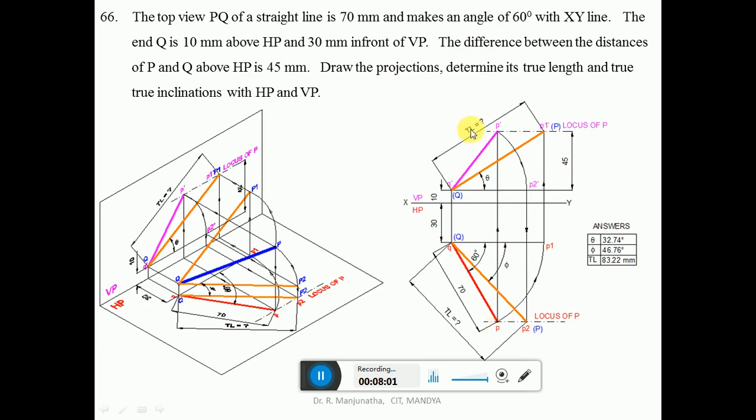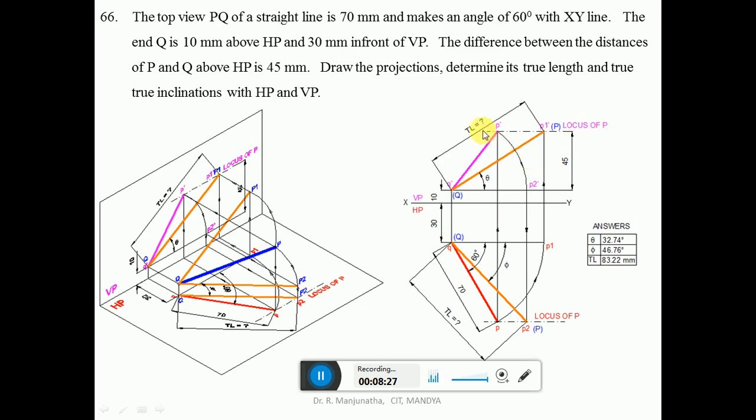Also, the difference between the distances of P and Q above HP is 45 mm. We have Q above HP by 10 mm, and P is at 55, so the difference, 55 minus 10, is 45. In other words, you measure from here 45 mm and draw your dash dot line, which will be the locus of P in the front view.